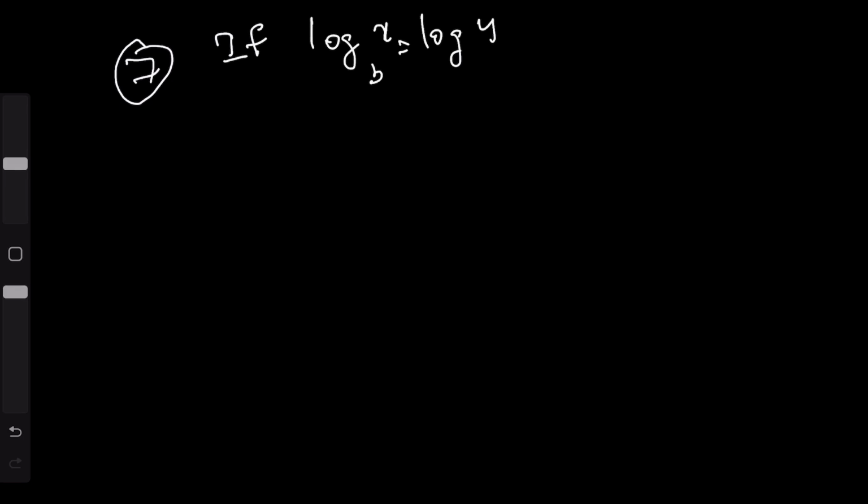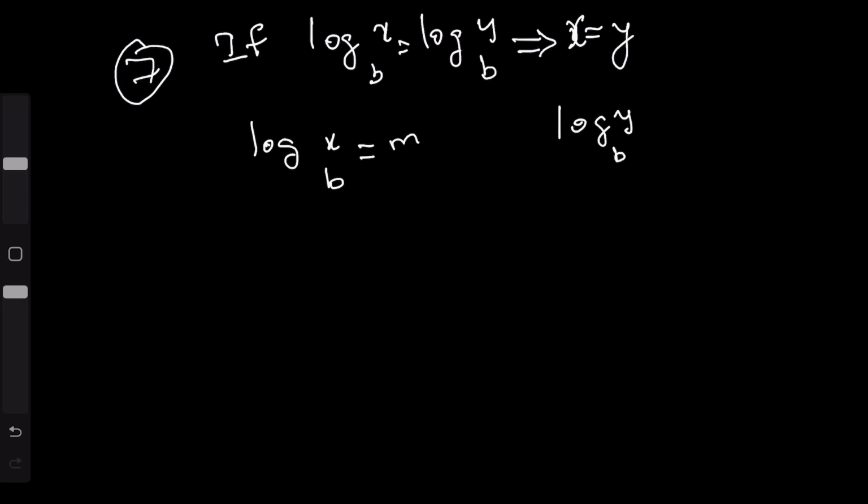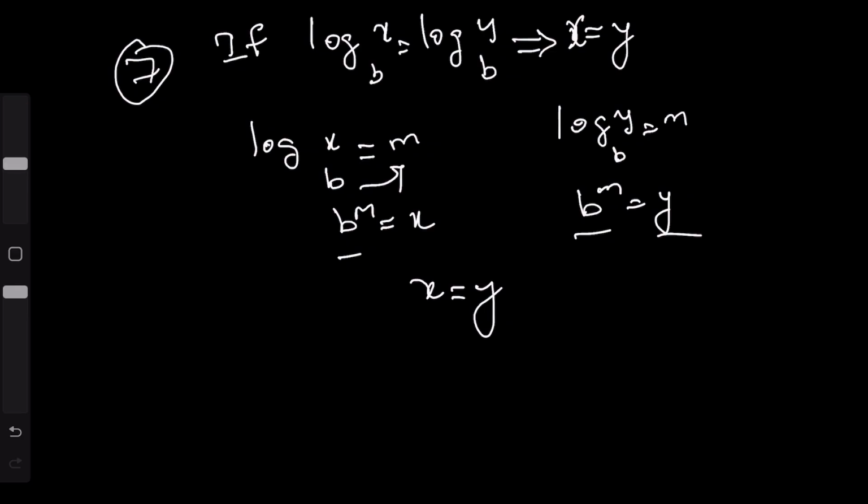And now let's see the equality rule, which says if log x to the base b equals log y to the base b, then x will be y. So let's take log x to the base b, let it be m. B power m will be x. So log y to the base b, again m. So b power m will be y. If both are the same, then x is y, right? So this is also proved.